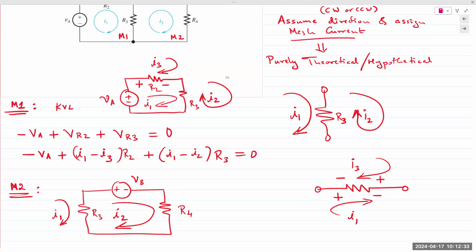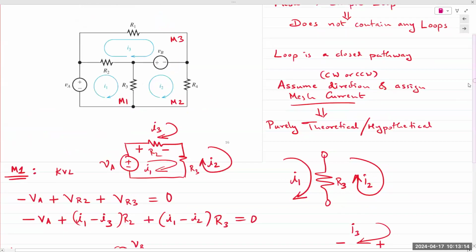We have to account for both the mesh currents if the resistor is in a shared branch. R2 and R3 are in a shared branch. Shared branches mean the current for that mesh, which is I1, is positive. The current that is outside the mesh, I3, is negative. And same thing for VR3: I1 is positive and I2 is negative. So it's I1 minus I2 times R3. And then here it's I1 minus I3 times R2. Okay, that's the quick recap.